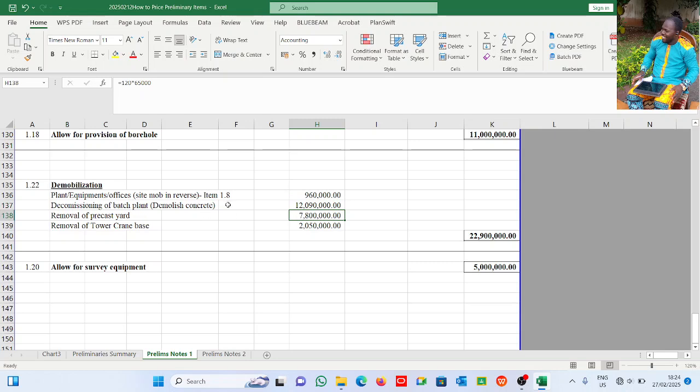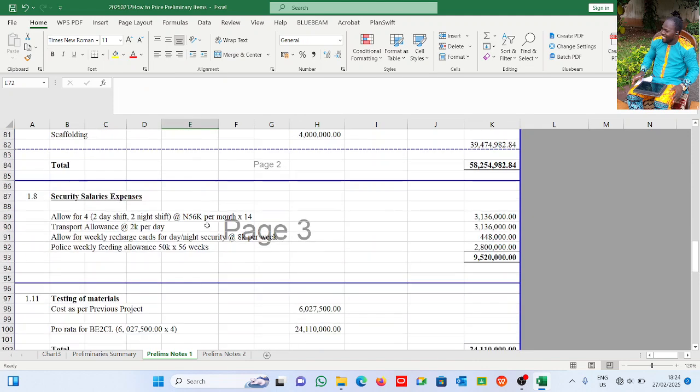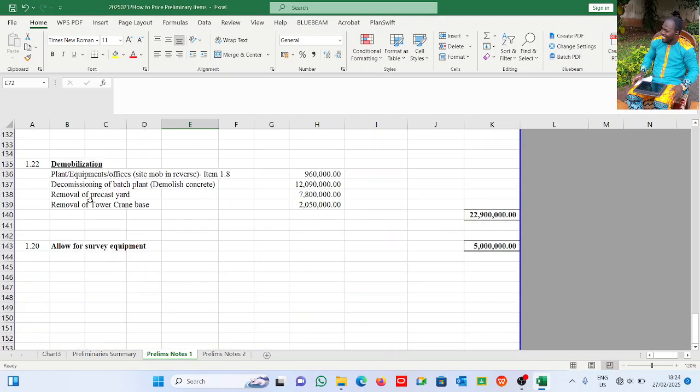Now we have to remove our plant, equipment, offices, which is what we have: transportation of workers and all, and plant and equipment. Every one of them has to go. Now the decommissioning of the batching plant and all. Excuse me, the removal of the precast concrete yard. You have to remove the precast concrete yard.